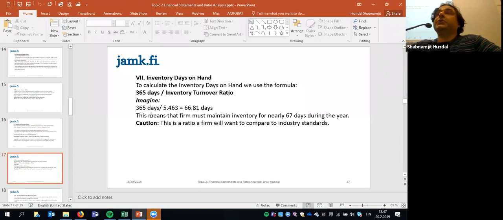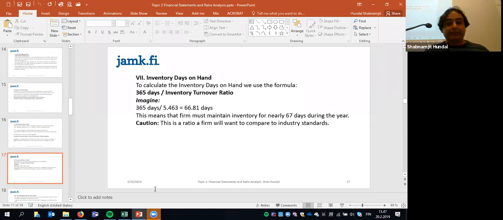Imagine your customer calls you, can you send me new output? And there's no raw material in the factory because you don't plan. This could be bad planning, or rather no planning. So according to this example, there should be 67 days of stock lying in the company at any point of time.